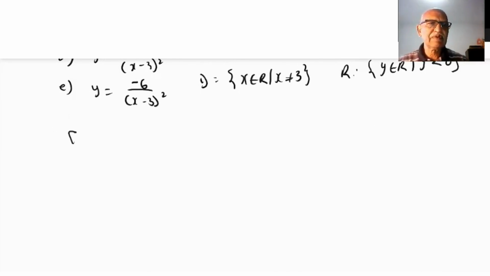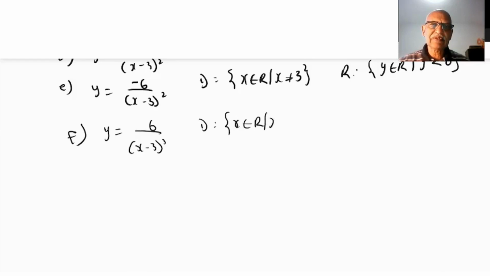If I have y equals, let's say, 6 over (x minus 3) cubed, the domain is always the same. The numerator can never be equal to 0. But for the range, the numerator is positive always, but the denominator can be negative or positive because the exponent is odd. Therefore, anything except 0. This can never be 0 because the numerator is constant. So y belongs to R such that y can never be equal to 0.